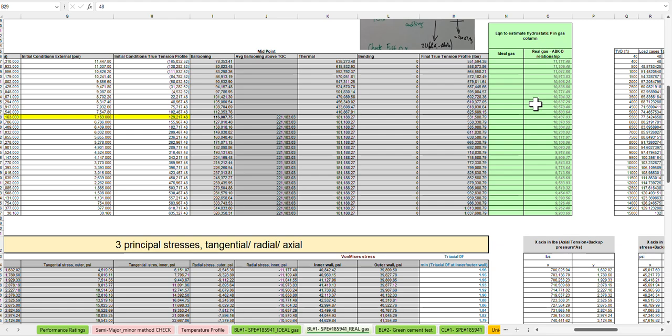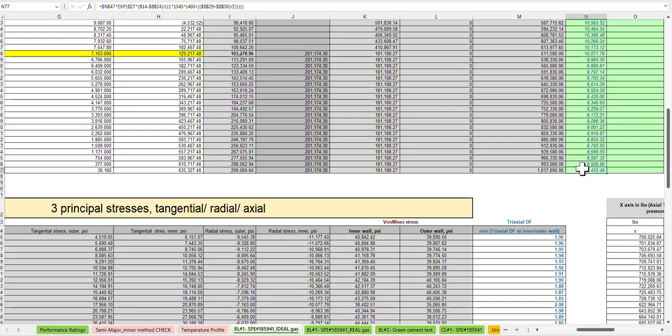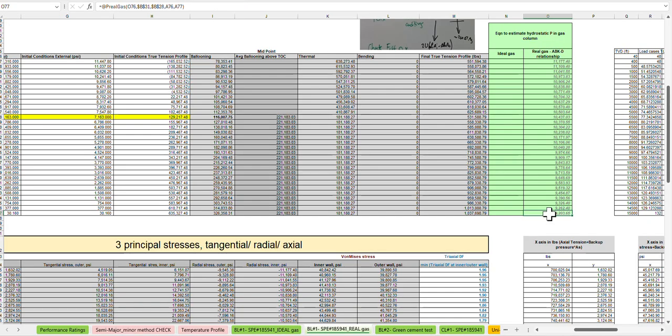The only change from the ideal gas to the real gas assumption is that the macro helps us calculate the compressibility factor, and we can see that the compressibility factor results in quite a higher pressure than the ideal gas assumption, 8400 versus 9200 psi. This higher internal pressure profile gives two effects. One effect is the higher differential pressure. The second one is the higher ballooning force, or the higher true tension profile.